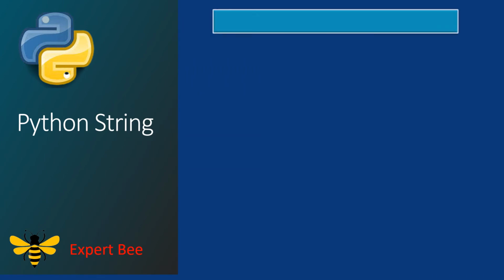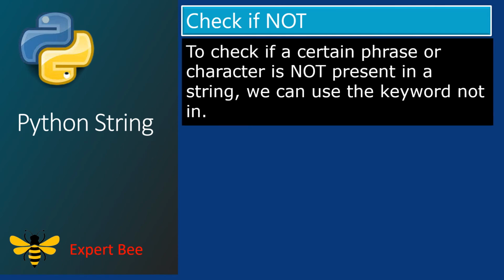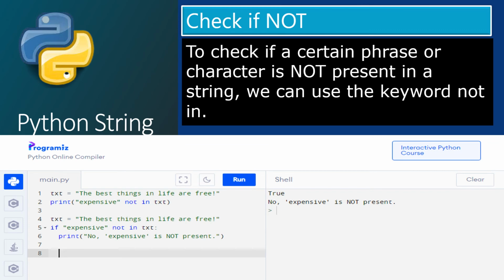To check if a certain phrase or character is not present in a string, we can use the keyword not in. For example, we want to check if expensive is not present in the following text: The best things in life are free. We have to type the following code in the online compiler. txt equals "The best things in life are free!". Print "expensive" not in txt. Press the run button to see the output. In the output, you will see the answer is True. The answer is True because expensive is not in txt.